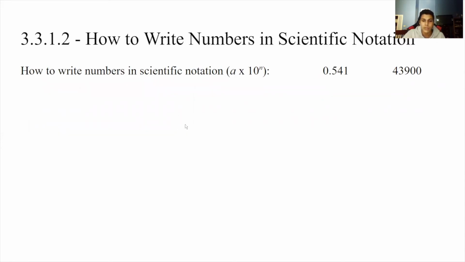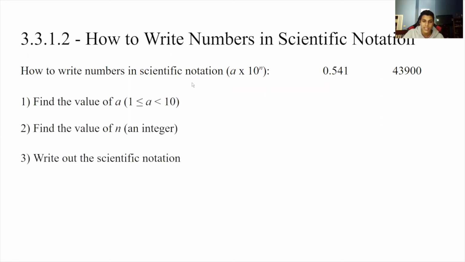Next, we learned how to write numbers in scientific notation, which is 3 steps: find a, find n, and then write out the scientific notation in proper form. So the way you find the value of a is just by creating the number that's in between 1 and 10, but has the exact same digits relative to each other. So 0.541 becomes 5.41, and 43,900 becomes 4.39. Then you find the value of n, and the way you do that is you figure out how many times you shift the decimal point over in order to get your value of a from the original number. If you shift it left, then your value of n will be positive, and if you shift it right, then your value of n will be negative.